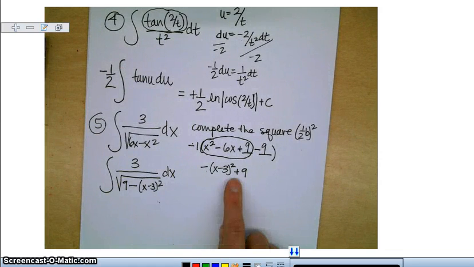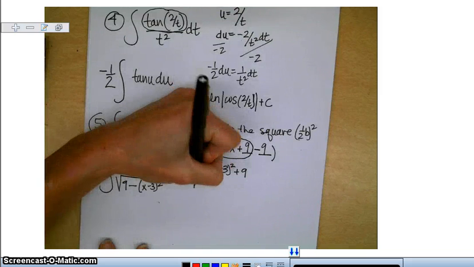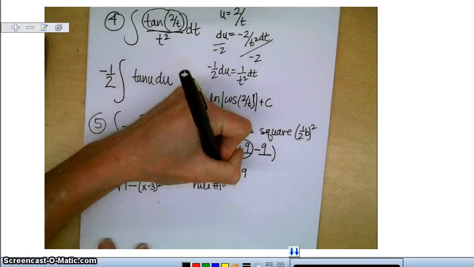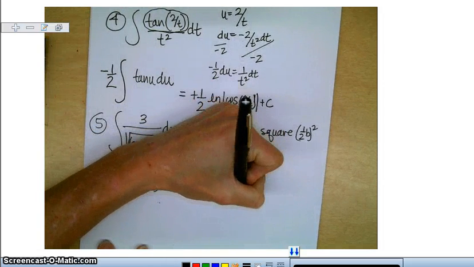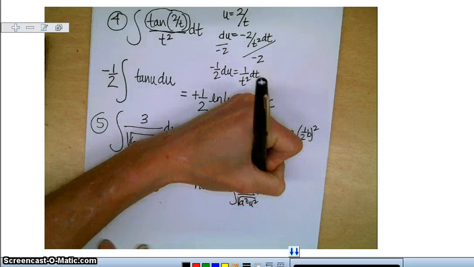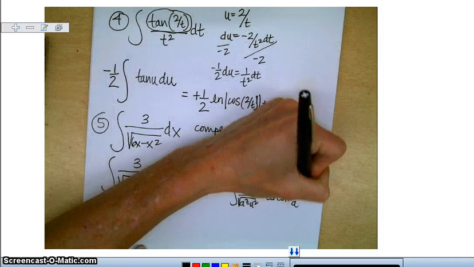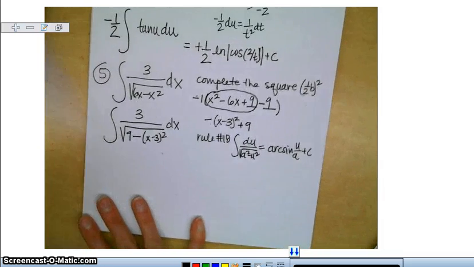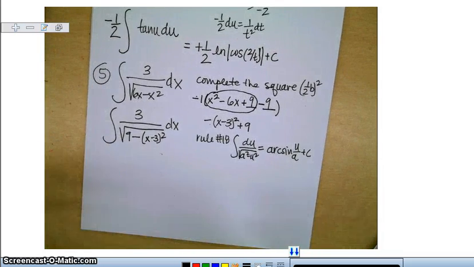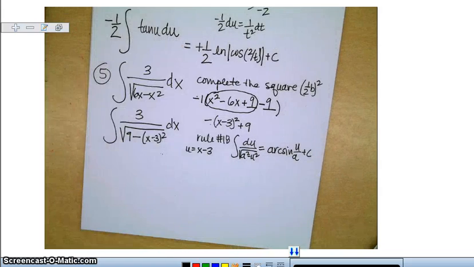Is that the same? Okay. So does that match 18 now? Okay. So I'm going to use formula number 18, which says that the integral of du over the square root of a squared minus u squared is equal to the arc sine of u over a plus c. Okay, so now what's my u? x minus 3.